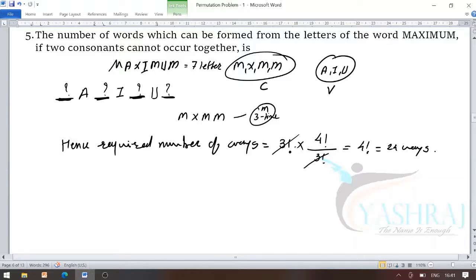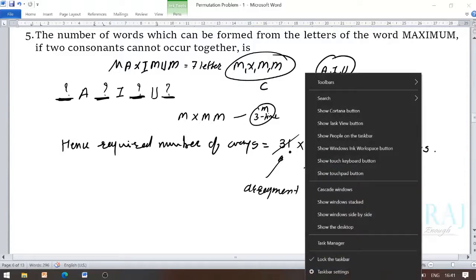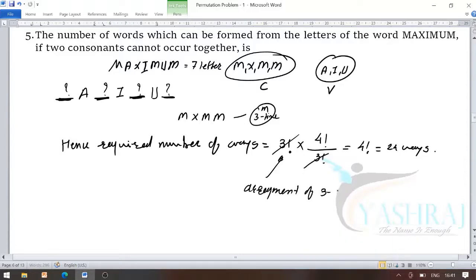So here we have to take this 3 factorial for the arrangement of the 3 vowels. Keep that in mind. They might be arranged like I first, then A, and then U, like this way. And a third arrangement, let it be assumed, U first and then A, then I, and so on. So there are these ways.